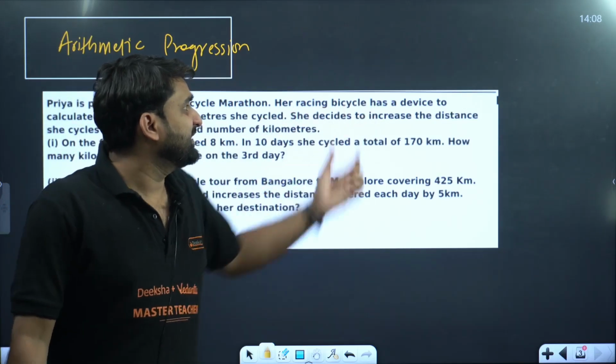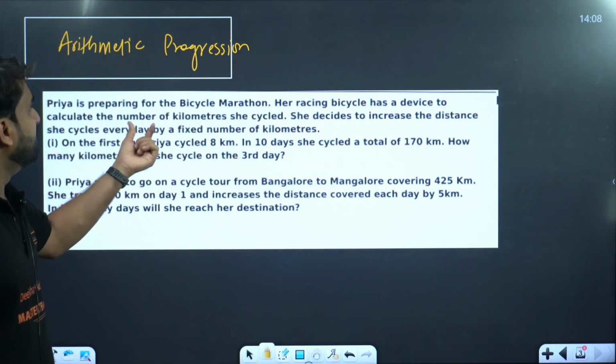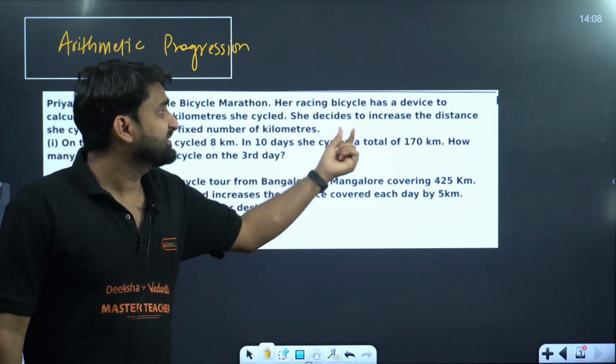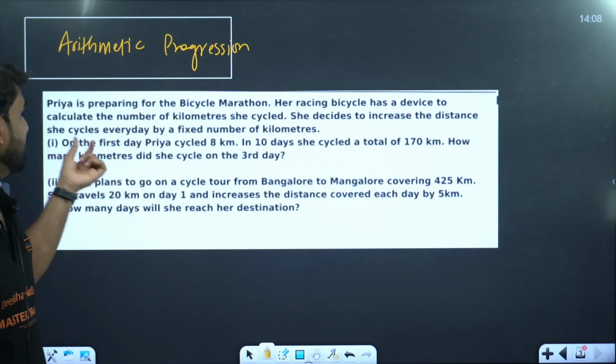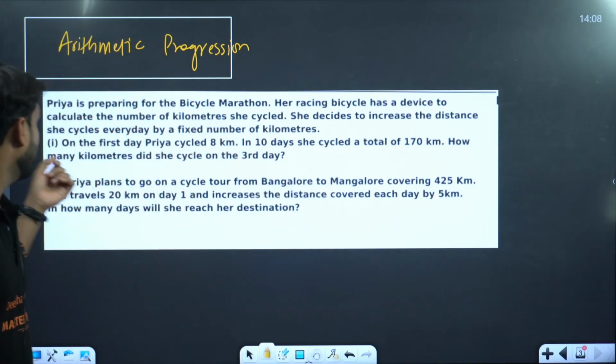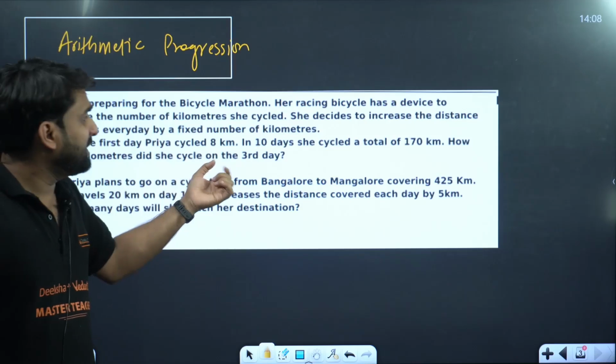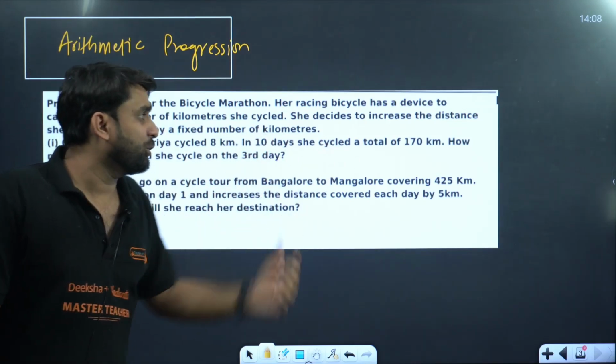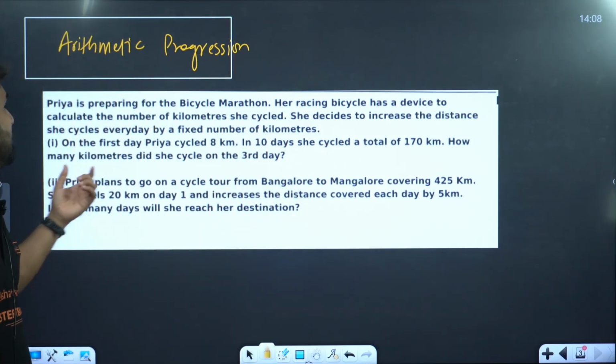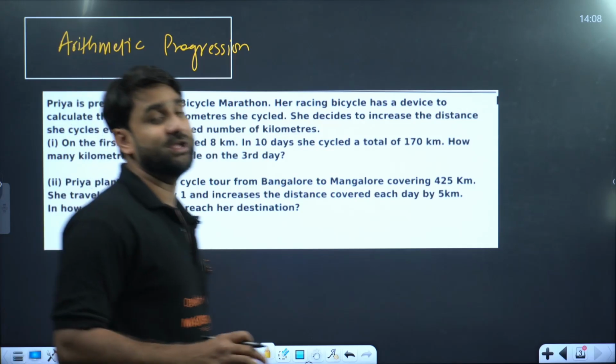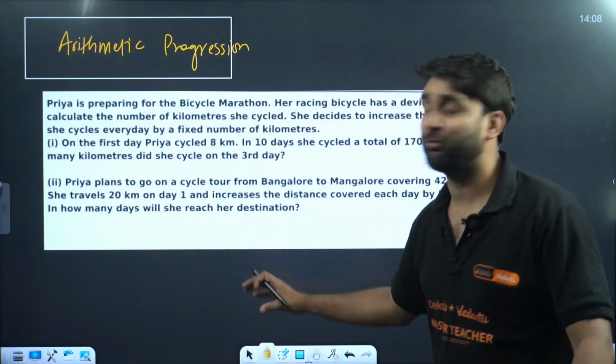Her racing bicycle has a device to calculate the number of kilometers she cycled. She decides to increase the distance she cycles every day by a fixed number of kilometers. On the first day, Priya cycled 8 kilometers. In 10 days, she cycled a total of 170 kilometers. How many kilometers did she cycle on the third day? So this question is entirely a word problem, champions.